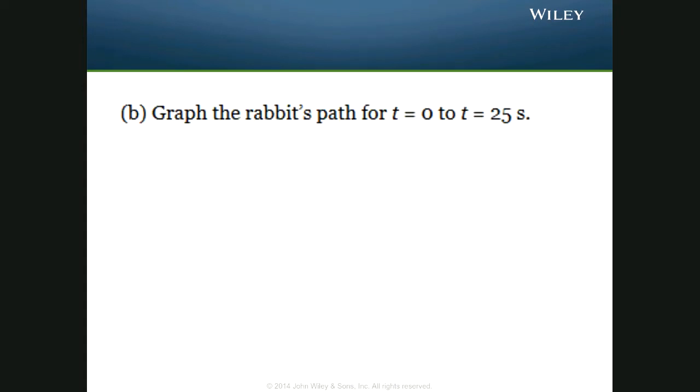Okay, so now it's gonna ask us to graph the rabbit's path for t equals 0 to 25 seconds. So in order to do that, this we'll do together, don't worry, I'm just gonna explain how to do it. So right now, you have R at t equals 15, right? So you could do this one of two ways. You could either get a computer and make it as fine as you want, or you could pick 5 points.